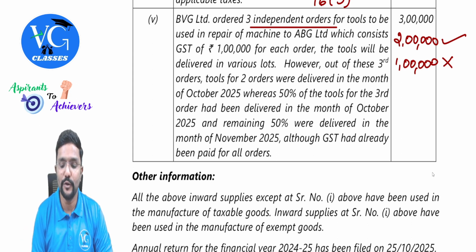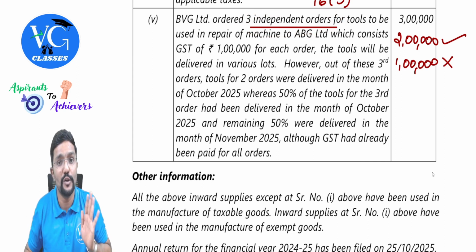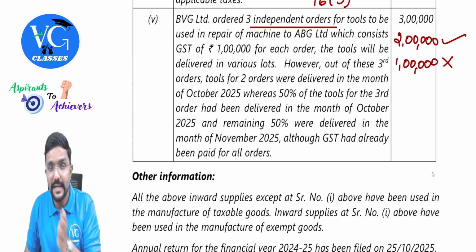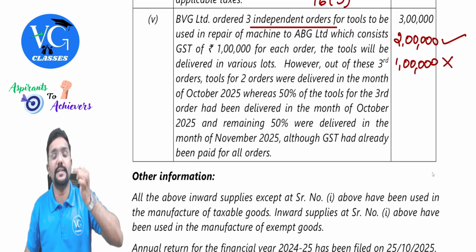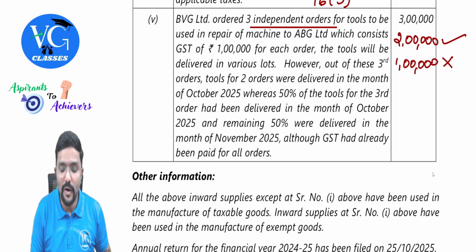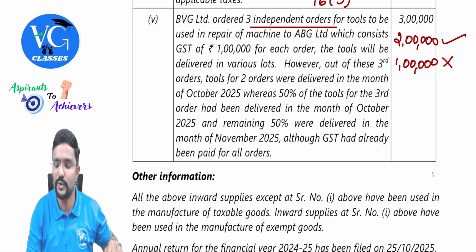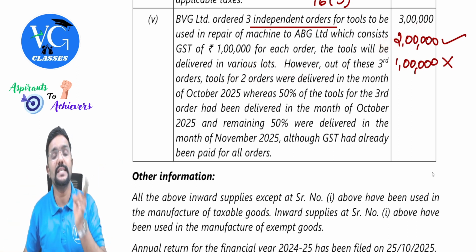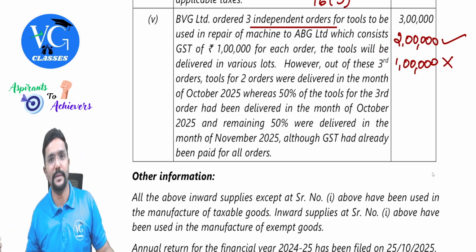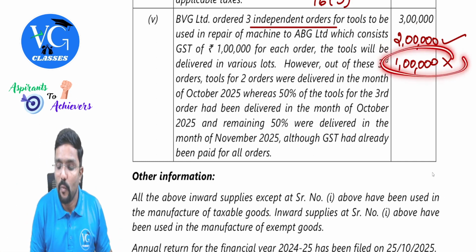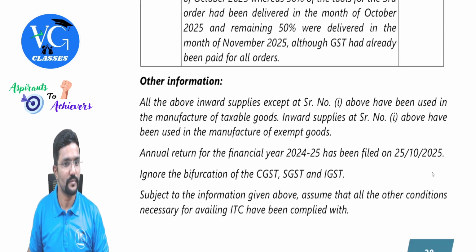And please be careful. Don't consider that the entire order is received in lots. No, no, no. Each order is different. There are totally 3 orders, and those orders are received in lots. Sir, are 2 orders completely received in October? Yes, completely received. So 2 lakh credit available. Whereas the third order, 50% is received in October and 50% is received in November. So that means the 1 lakh credit will be fully available in November, guys.